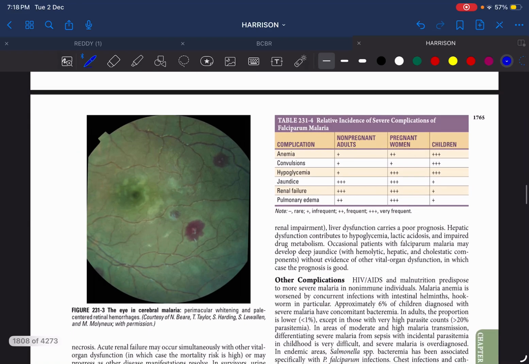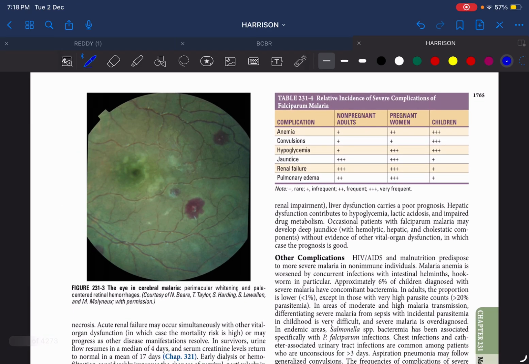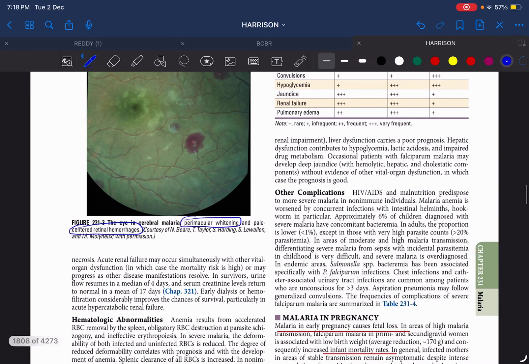And this is the eye. This is again a PYQ in AIIMS. What are the eye features in malaria? It is the perimacular whitening and pale centered retinal hemorrhages. Papilledema and cotton wool spots are other non-specific findings.